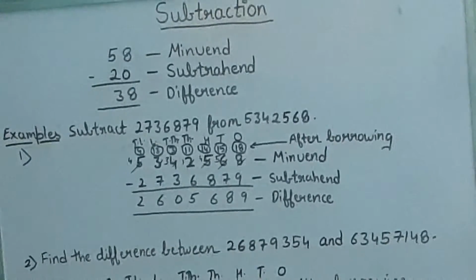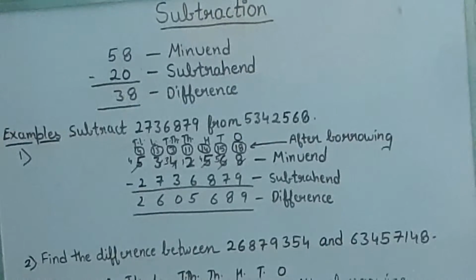Then third, at the hundreds place, what is remaining? 4 is remaining. So 4 is smaller and 8 is bigger. So again 4 will borrow one from its neighbor, that is 2. So it comes out 14. So 14 minus 8 gives 6. In the same way the number keeps on borrowing from its neighbor. Okay. And then we'll subtract.